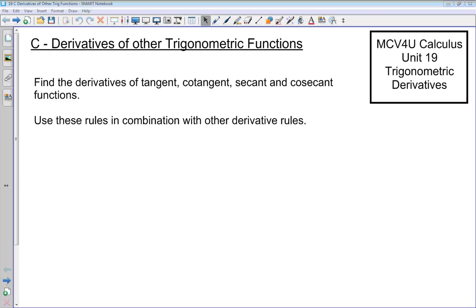Okay, so in this lesson we're going to take a look at the derivatives of some other trigonometric functions. We talked about sine and cosine in the last lesson, so in this lesson we're going to look at the tangent, the cotangent, the secant, and the cosecant function, and we're going to learn the derivative rules for those four functions. And of course we want to use these rules in combination with our other derivative rules like the chain rule and our logarithmic derivative rules, etc. And eventually we're going to be using these things to solve problems.